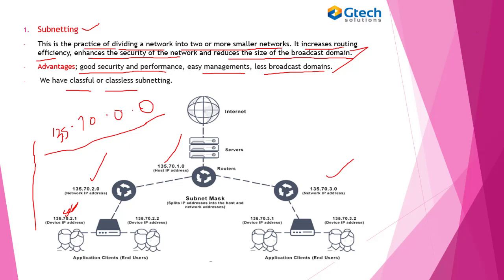Okay, from this one network, from this IP address we did subnetting to create 3 subnets, which is 135.7.1.0, 135.7.2.0 and 135.70.3.0. So I hope you understand the meaning of subnetting. Subnetting is a practice of dividing a network into smaller subnets, or dividing a whole network into subnets. Okay, and some of the advantages. Okay, so let's see what we have next.